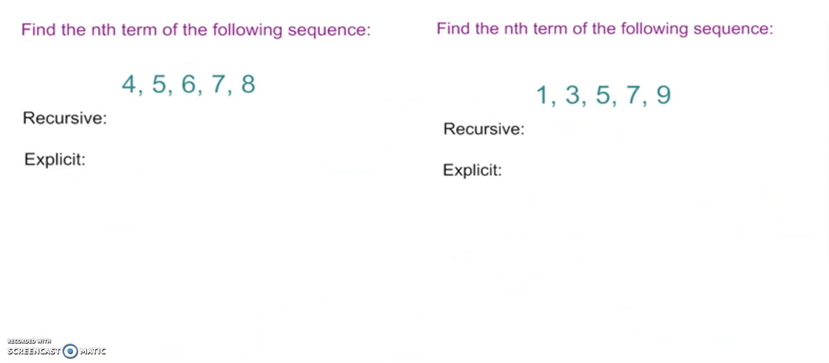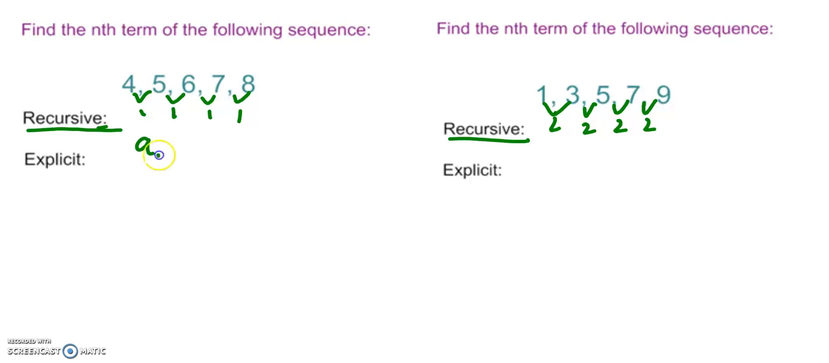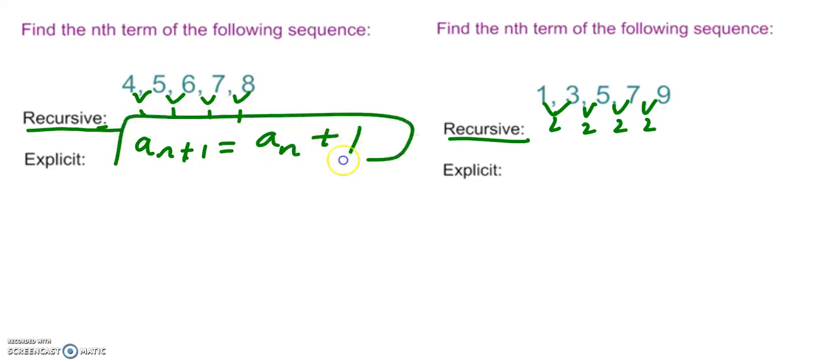So if we want to find the nth term of these two sequences, and I want to do these two sequences at the same time, because if we look at the recursive first, I notice that this pattern is consistently going up by 1, and this pattern is consistently going up by 2. So recursive, remember, means that you're relying on the previous term. So if I want to find my next term, a sub n plus 1, you're going to take your previous term, a sub n, and add 1 in this situation.